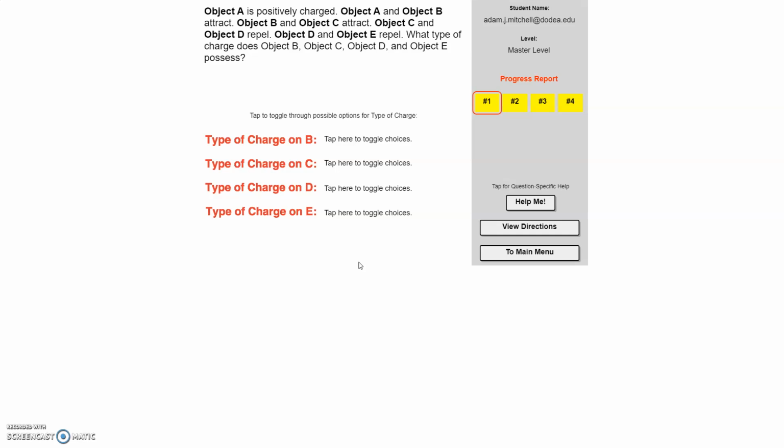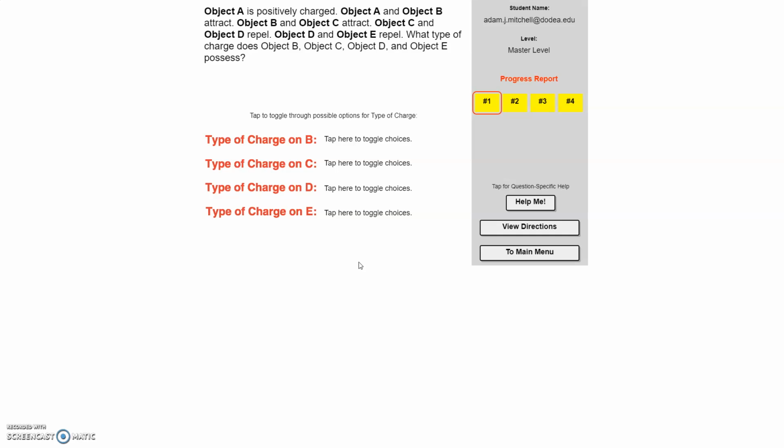So one option is that opposites can attract. So if A is positive, B could be negative. But there's another option as well, and that option is that B could be neutral. So I'm going to keep track of this by writing down B, and then below B I'm going to write down a negative sign and a 0 to show neutral. Now I'm going to go on to C.